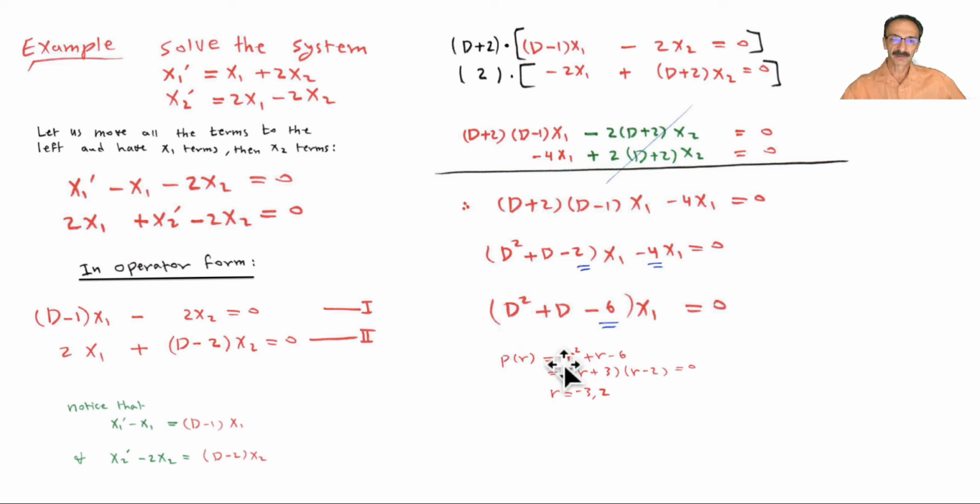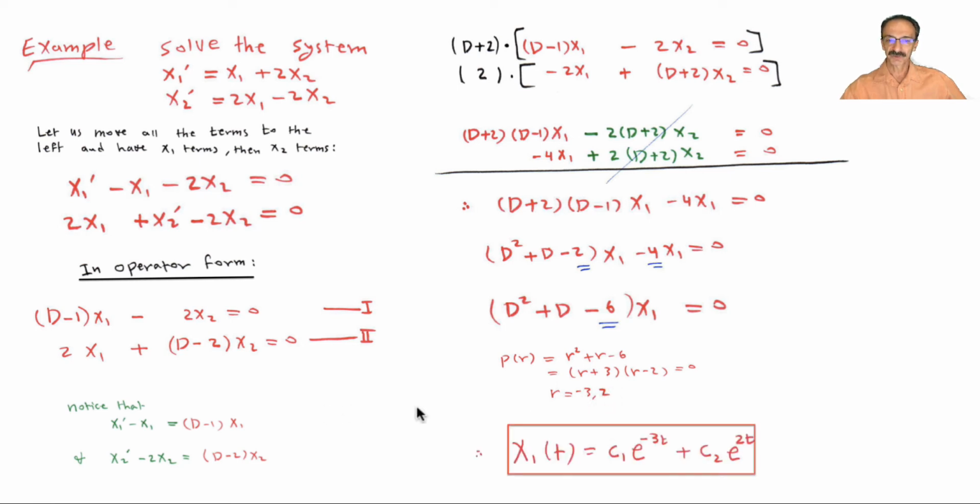Using the auxiliary function p of r, that acts like r squared plus r minus 6, factors to r plus 3 and r minus 2. That gives me a minus 3 and a positive 2. So the general solution for x1 of t will be c1 e to the power negative 3t and c2 e to the power 2t. Now we found x1, we still need to go back somehow and find x2.